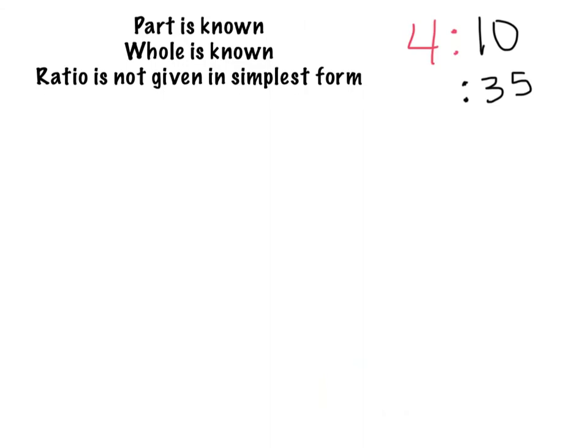Okay, here's our last situation. Sometimes we know the part and we know the whole, but we have a ratio that's not given in simplest form. So let's take a situation where we maybe have a whole of 35, and the ratio is 4 to 10. So what might 4 pink tiles for every 10 tiles look like if we had 35 tiles? So I'm going to show you what that would look like.